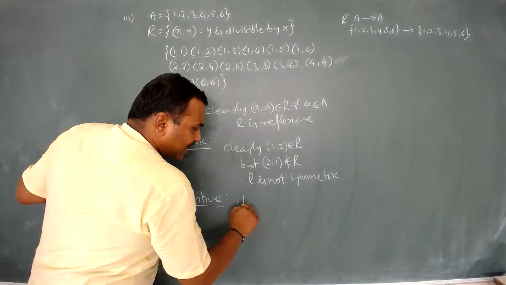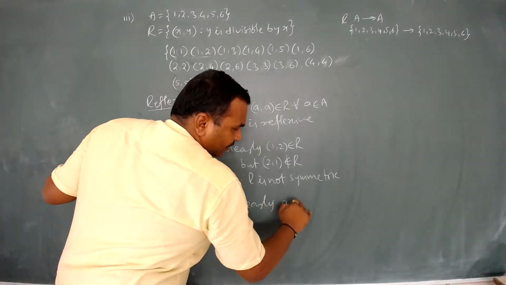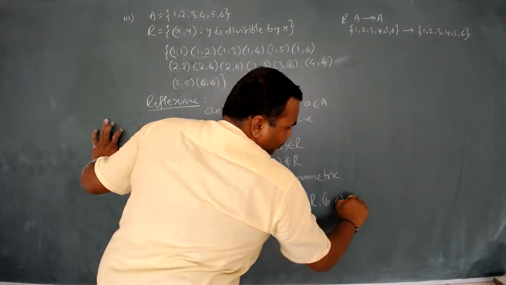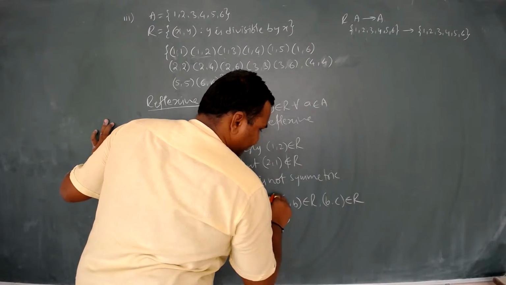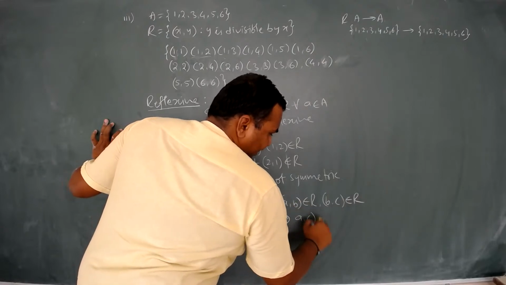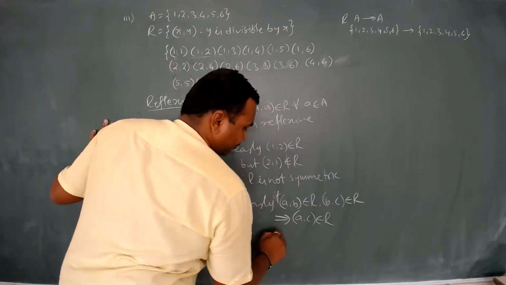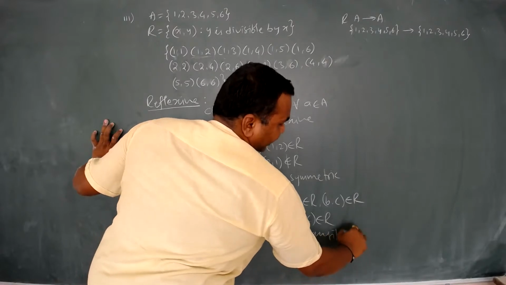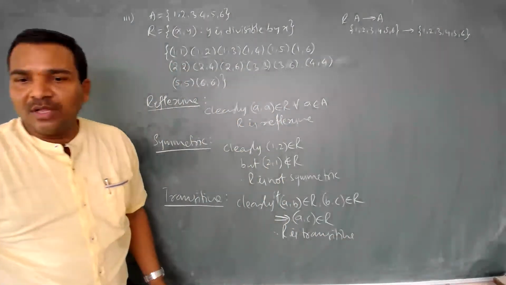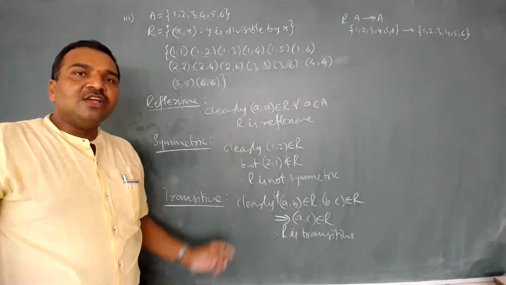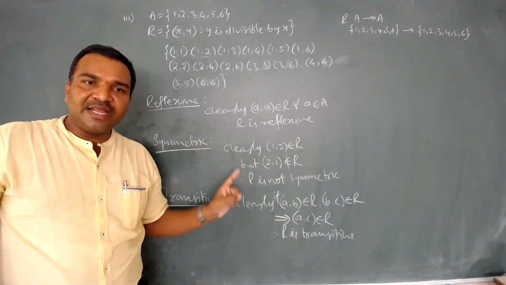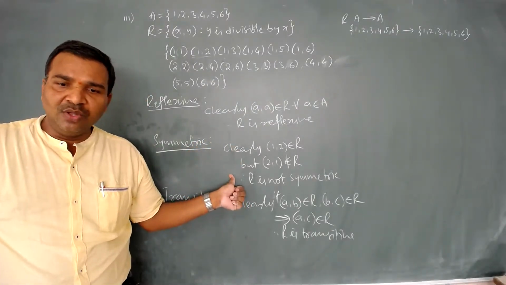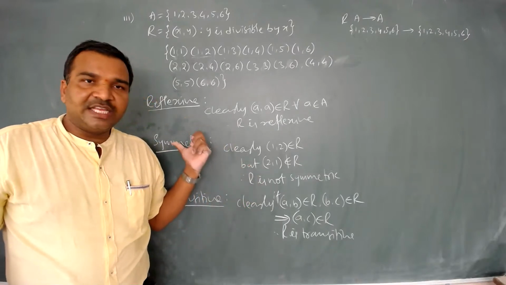So verify this clearly. (a, b) belongs to R and (b, c) belongs to R implies (a, c) belongs to R. Therefore, R is transitive. Is it an equivalence relation? No. Because an equivalence relation must be reflexive, symmetric as well as transitive. But it is reflexive and transitive, but not symmetric. So it is not an equivalence relation.